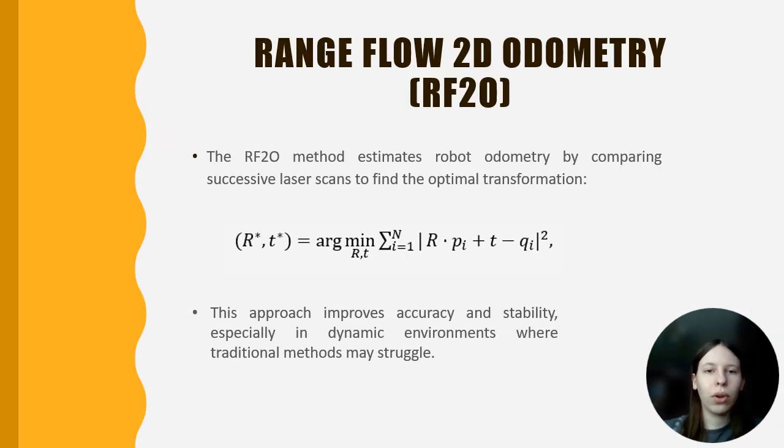The range flow 2D odometry method is used to estimate robot odometry based on a successive comparison of laser scans. This approach helps to improve the accuracy and stability of odometry estimation, especially in dynamic and complex environments where traditional methods may have limitations.